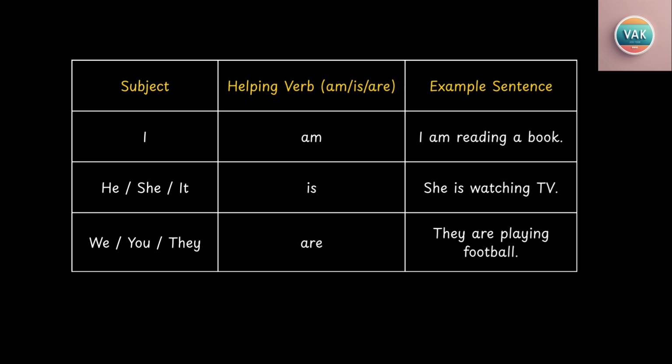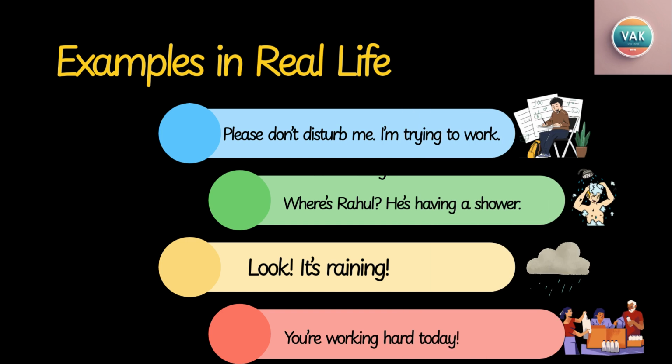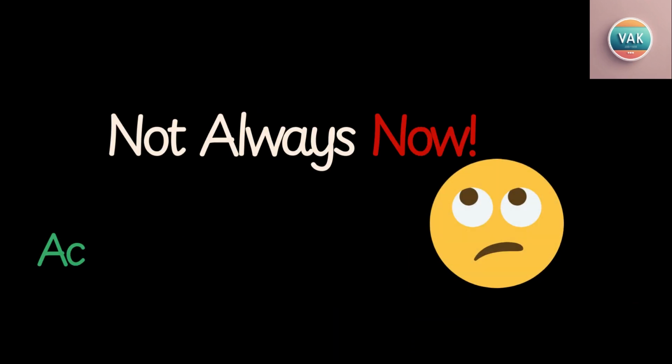Let's see how we use present continuous in daily life. Please don't disturb me. I'm trying to work. Where's Rahul? He is having a shower. Look, it's raining. You are working hard today. It shows actions happening now or temporary actions.